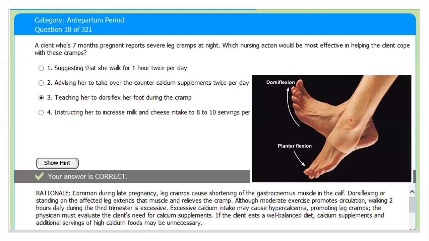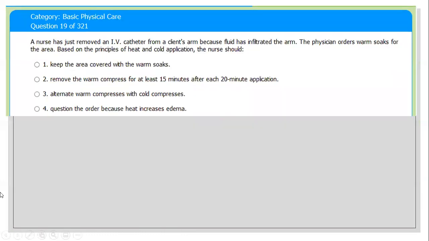So what next? Next question here: a nurse has just removed an IV catheter from a client's arm because the fluid has infiltrated the arm. The physician ordered warm soaks for the area. Based on the principle of heat and cold application, what should the nurse do?